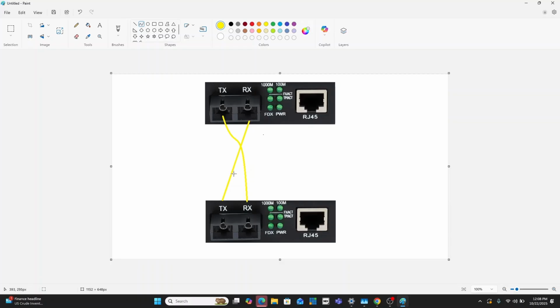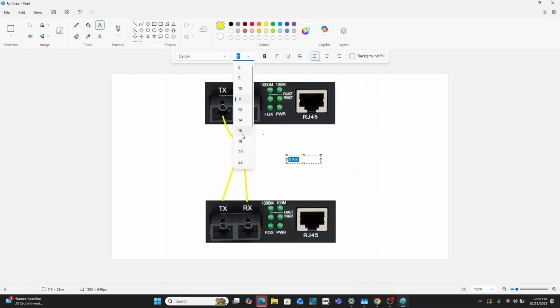this link can span any distance, but we have a maximum. Most of the media converters that you can buy in the market, their maximum distance is set at 20 kilometers. Are we listening? Yes. 20 what? Kilometers. Right?